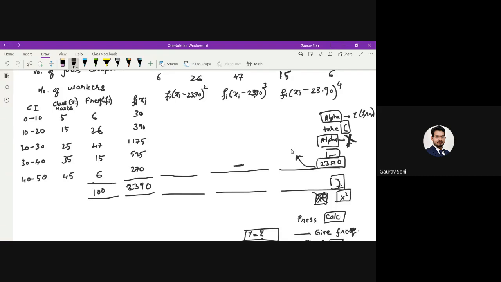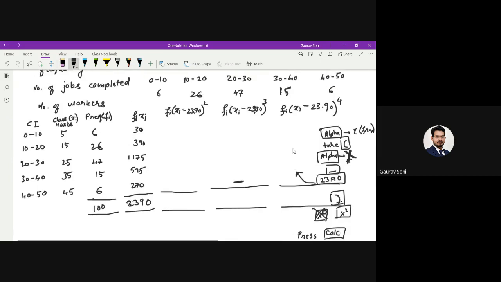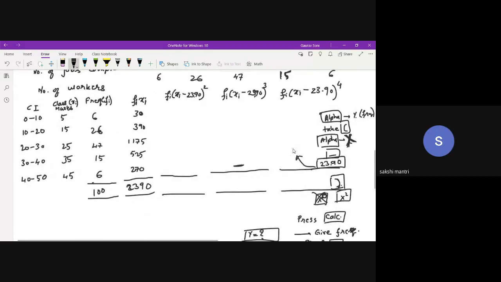Sakshi, what is the summation for the column? 2143.2. I'm talking about the first value. Okay, do it. Sir, it is 8779. Okay, 8779. Thank you.